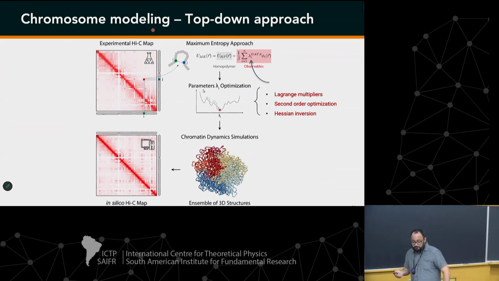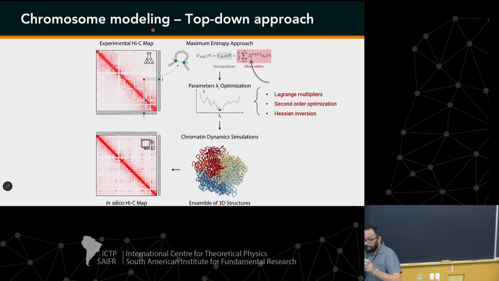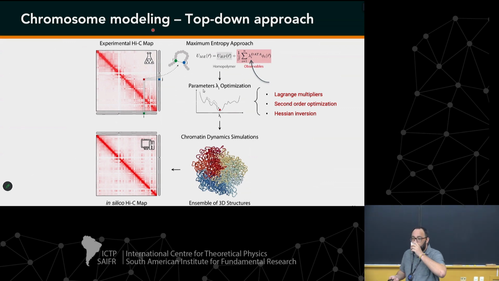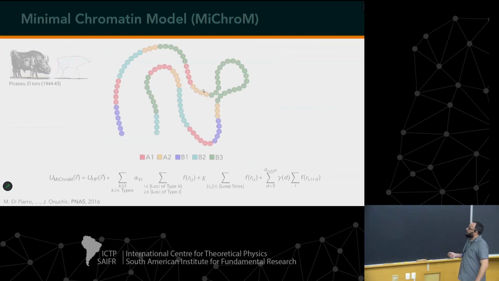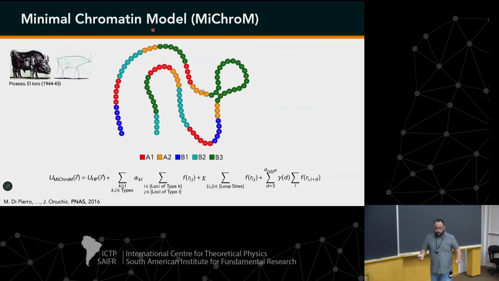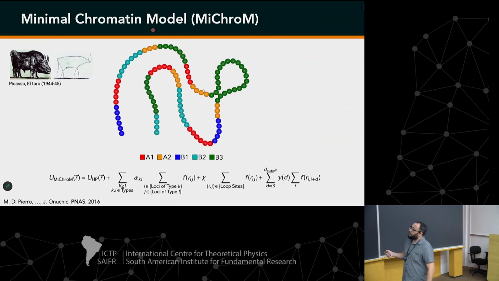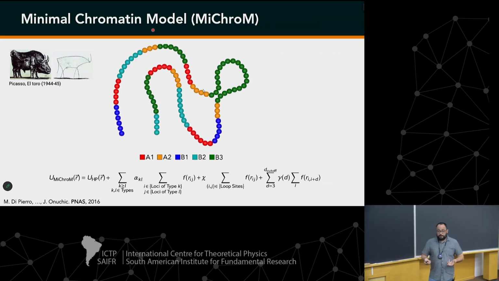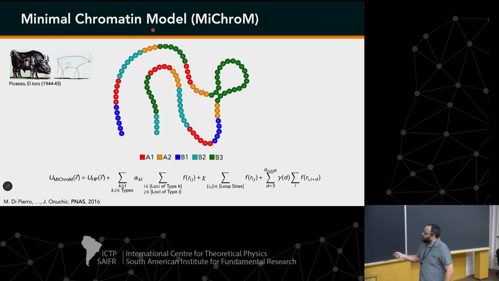I was wondering how you design this function. Yes, I will show you. We have different models. The first one that is very successful in our group is this minimal chromatin model. The idea is to put minimal physical principles on that. I can show how you split it.